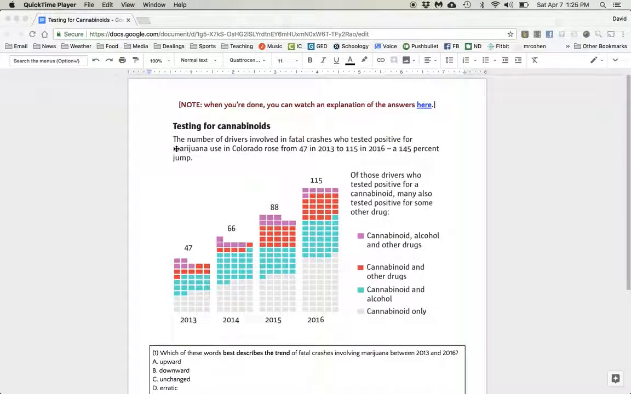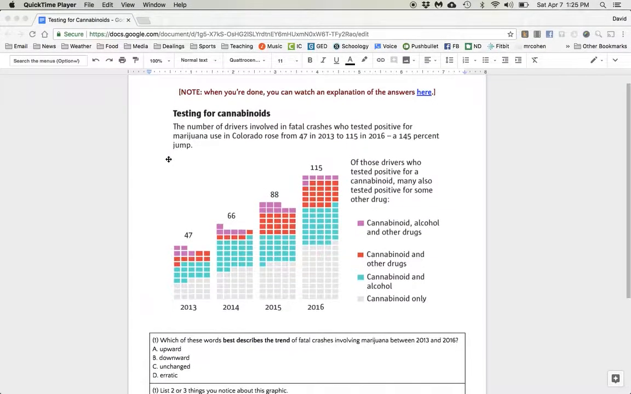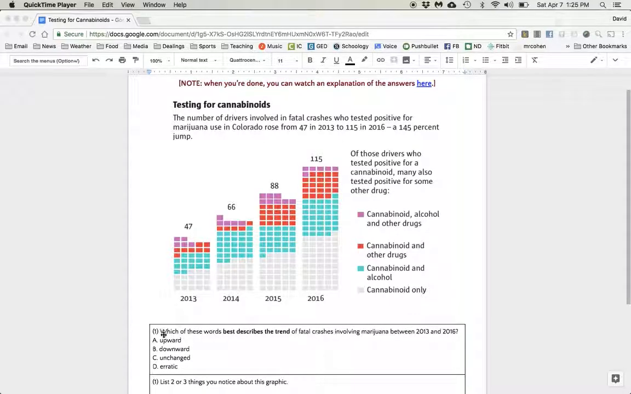Okay, testing for cannabinoids. First thing, read the question. Question number one, which of these words best describes the trend of fatal crashes involving marijuana between 2013 and 16? So it looks like over time it goes up. So of these, the only one that has the word up in it is upward. So it's going to be A.